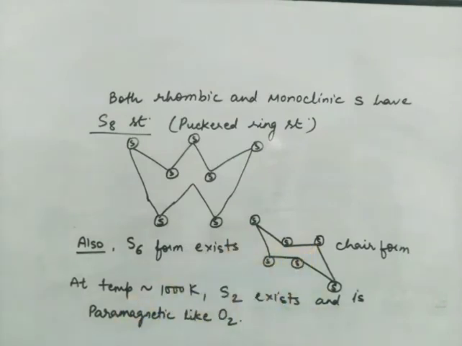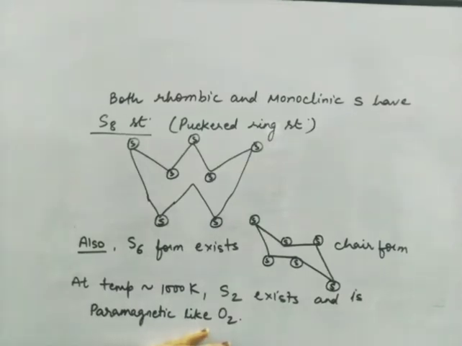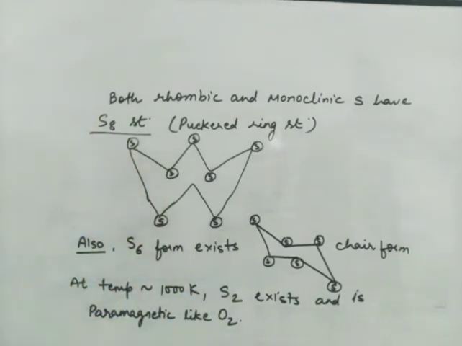So this is a chair like structure, and when the temperature is approximately 1000 Kelvin, S2 exists. So at elevated temperature sulfur is more stable in S2 form, and this S2 is a vapor form and it is paramagnetic like O2. And we have learnt about the paramagnetic nature of O2 because of two unpaired electrons in the antibonding pi orbital. So this was all about the allotropic forms of sulfur.